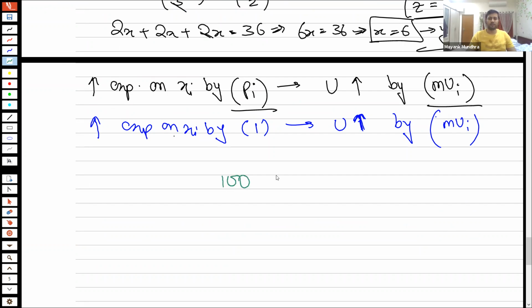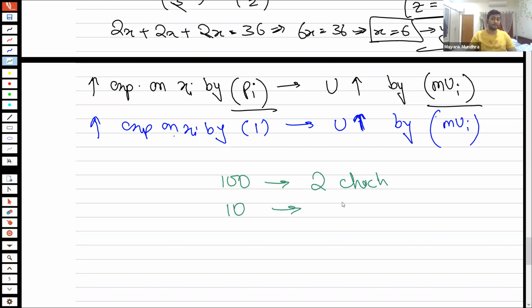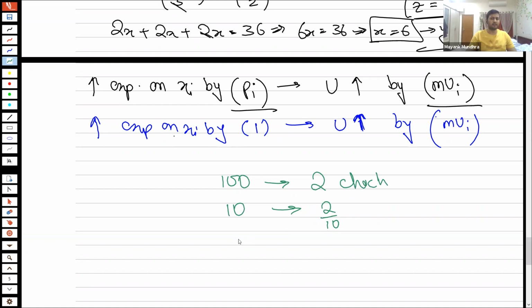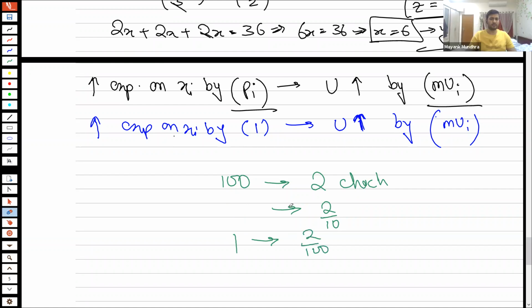If for 100 rupees you can buy 2 chocolates, for 10 rupees how many chocolates can you buy? 2 tenths of a chocolate, 2 by 10. And for 1 rupee, how much chocolate can you buy? 2 by 100. Okay.